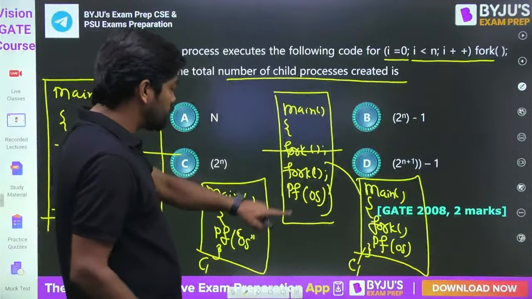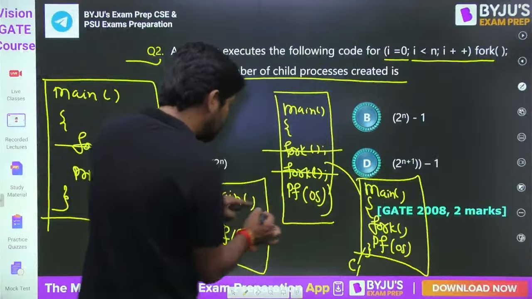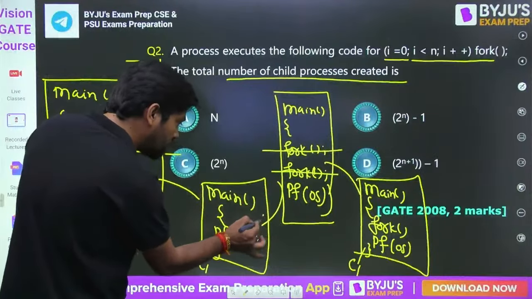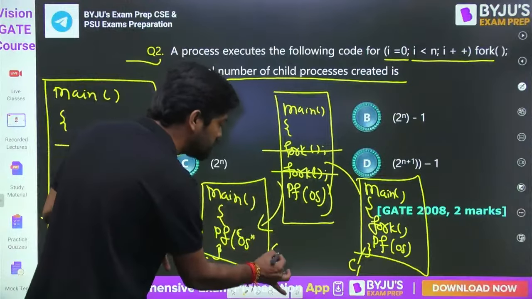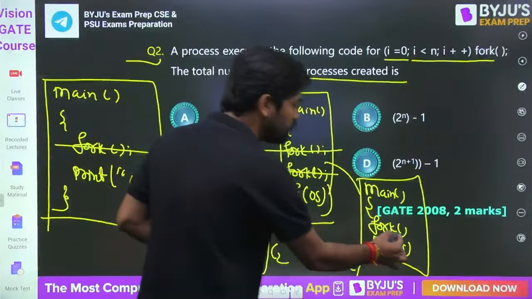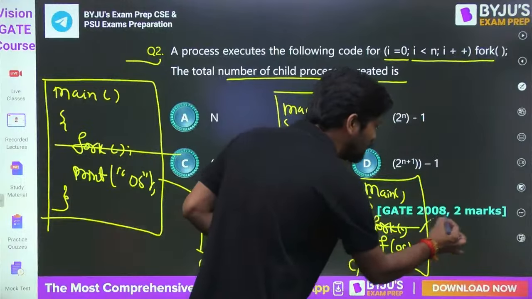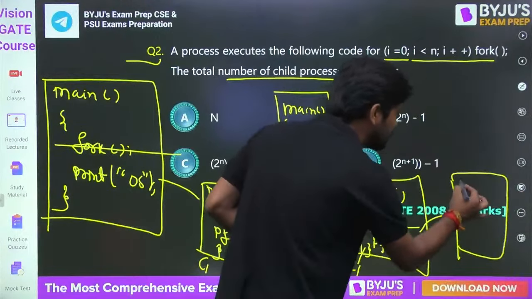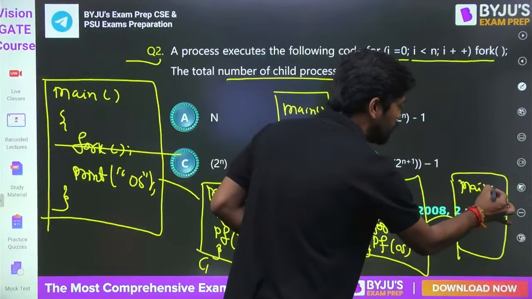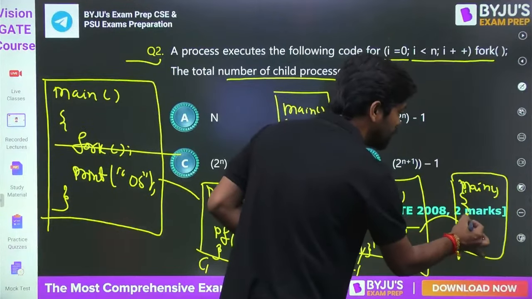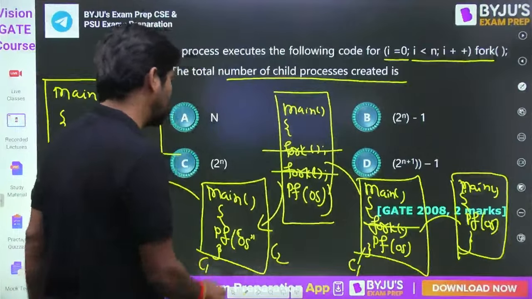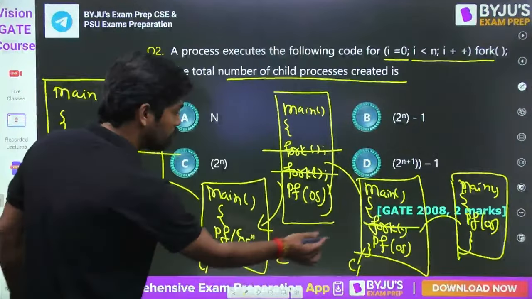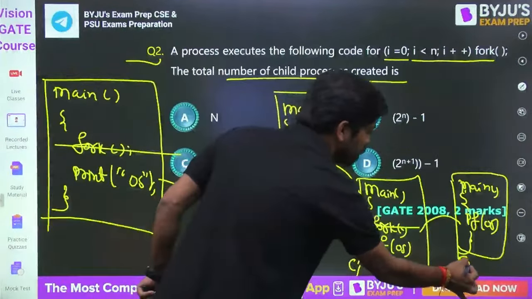Now, my dear friend, due to this fork, one more child will be created. I am linking this one because it is the same. This is C2. And due to this fork, one more child process will be created, which is nothing but main and printf OS. So how many children? C1, and for this one, C2 and C3.